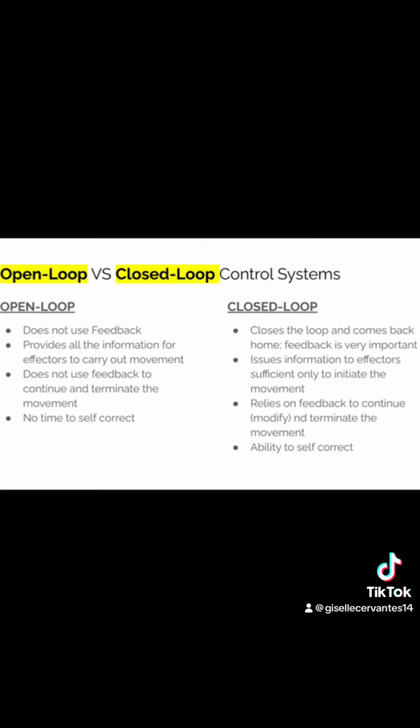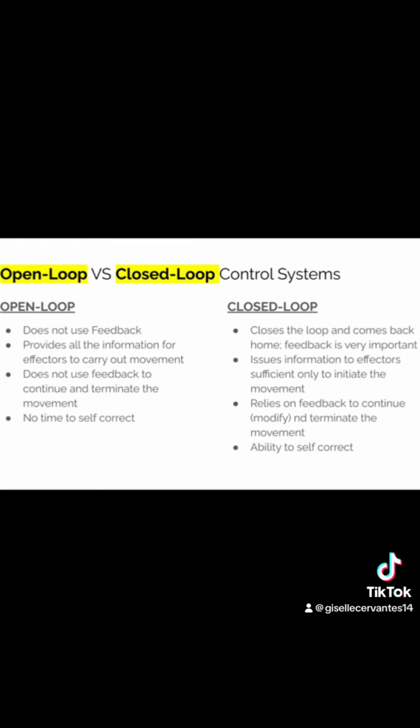So here we're going to have a comparison between open and closed loop control systems. So open loop does not use feedback, while closed loop closes the loop and comes back home. Feedback is very important. Open loop provides all the information for effectors to carry out movement, while closed loop issues information to effectors sufficient only to initiate the movement.